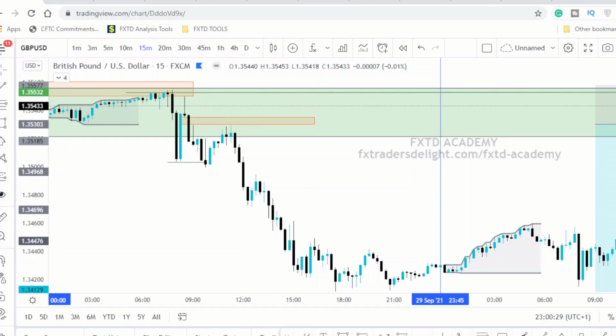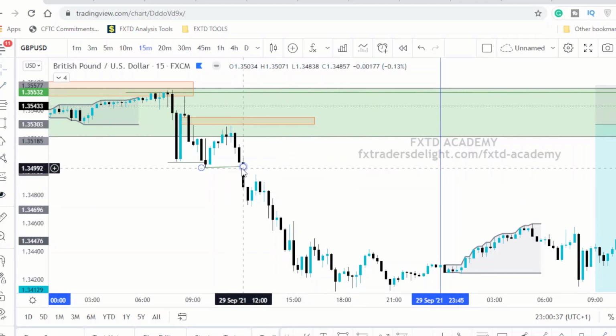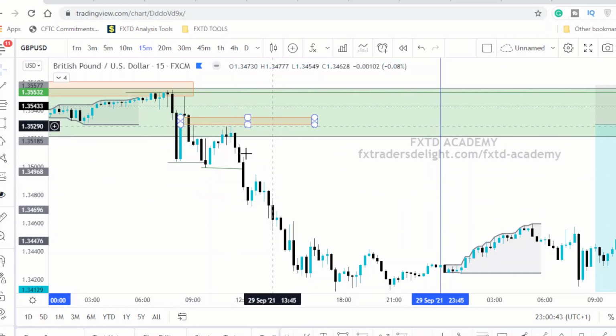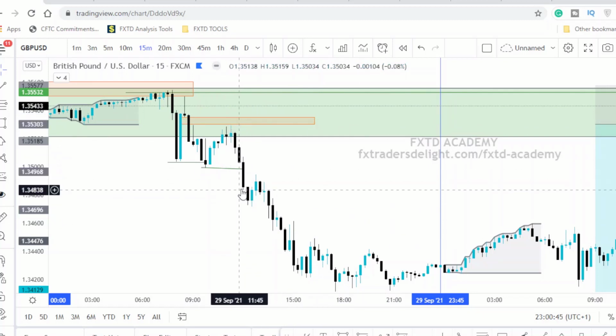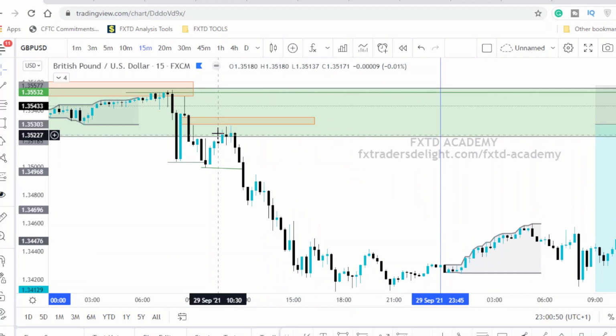Now as price went back down, we see that there was a break in structure, and we expected that price should be able to come up again. We expect that price should come to mitigate this run down. And what would that be? Where would that be?